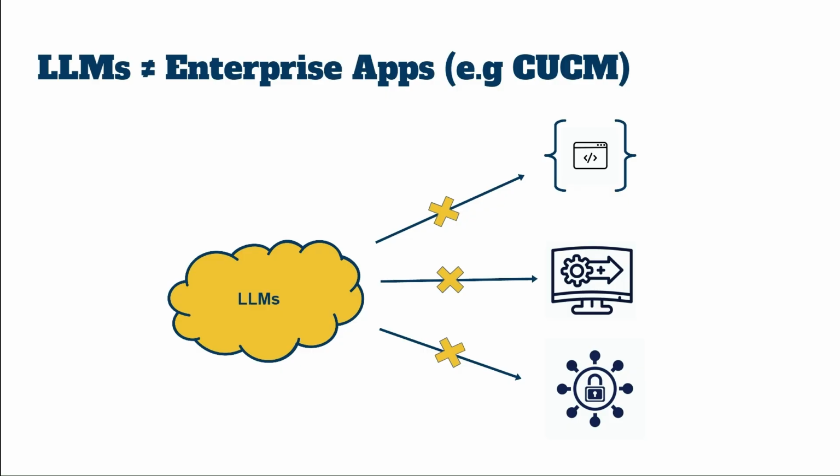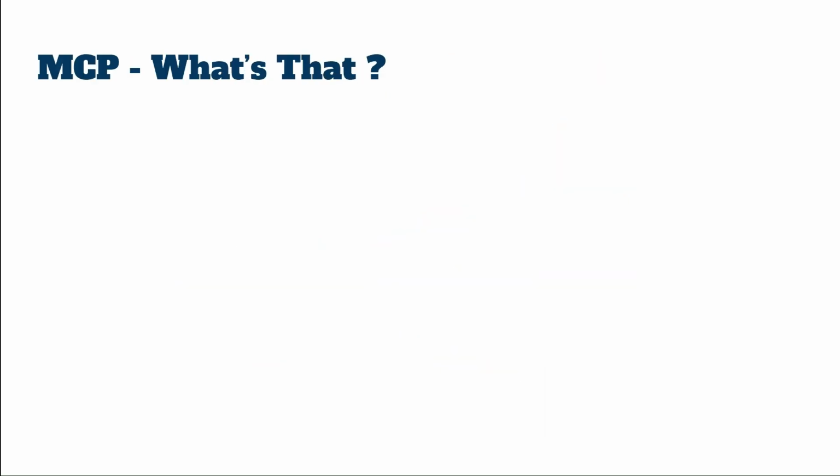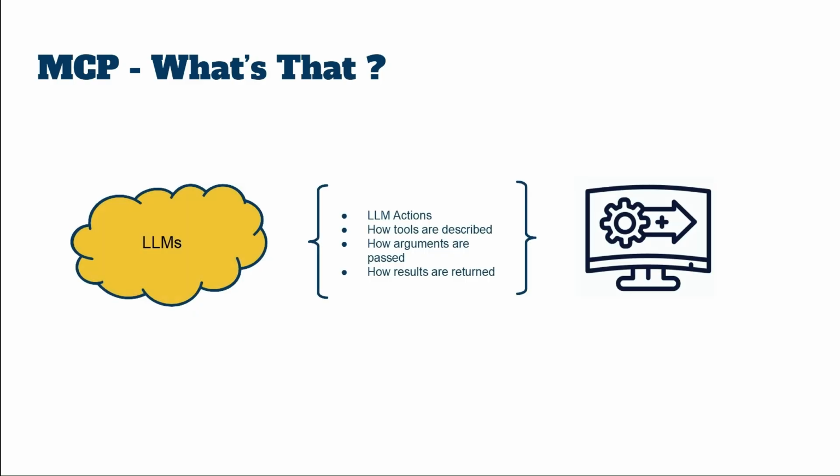So now the question is, how do we make LLMs talk to enterprise applications? And that's exactly where MCP comes in. So what is an MCP? MCP stands for Model Context Protocol. It is not a model or a framework, it's just a contract, a protocol, a set of rules that govern the communication between LLMs and the MCP server. MCP defines how an LLM asks for an action, how tools are described, how arguments are passed, and how the results from the enterprise application are returned back to the user.